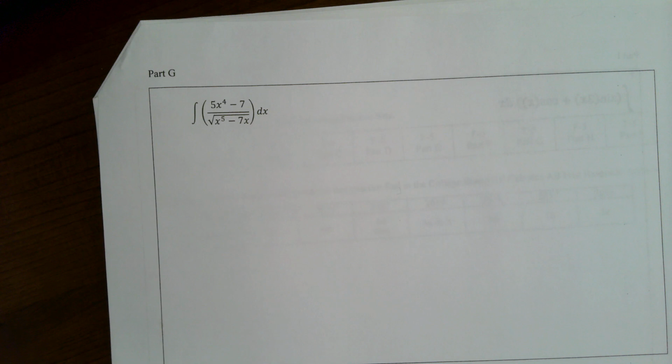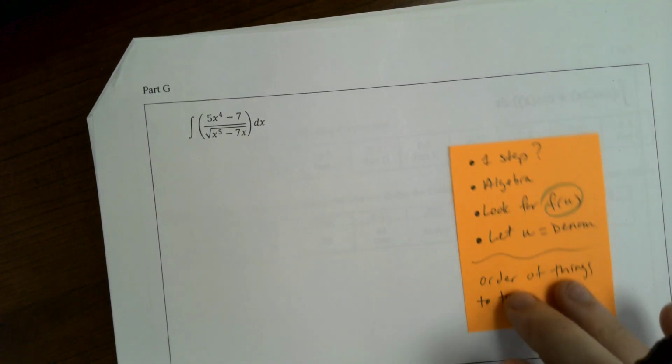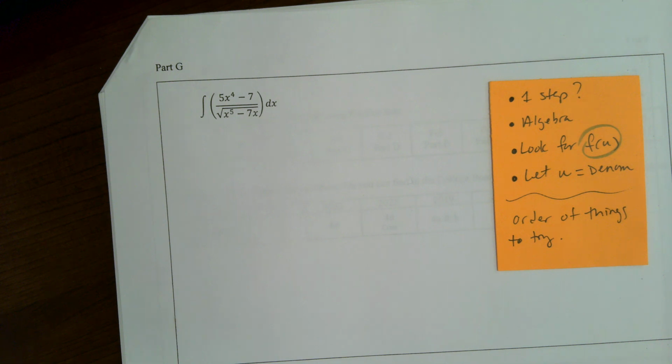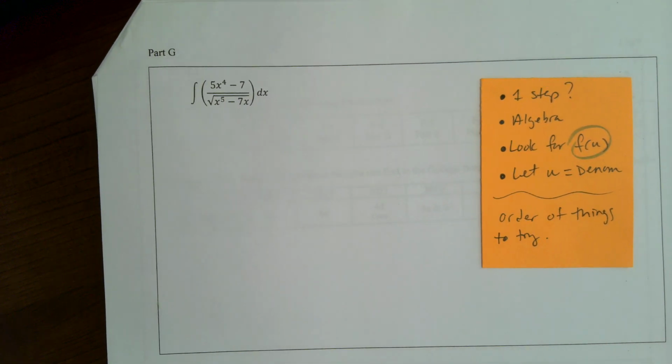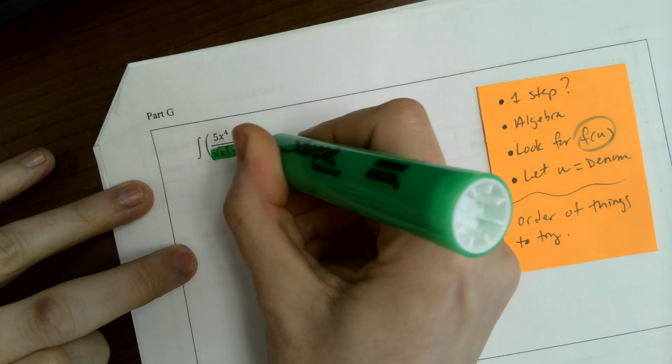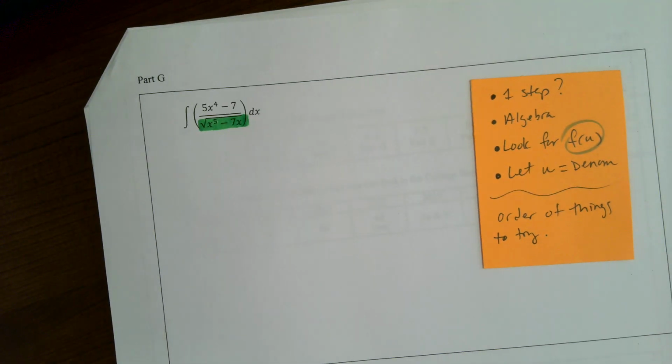Okay, guys, we're doing it. So part F, this is part G. Okay, is that a one-step? No. Is there algebra to be done? No. Or algebra that I can do? No. Look for an f of u. And I see it. The f of u is this denominator.